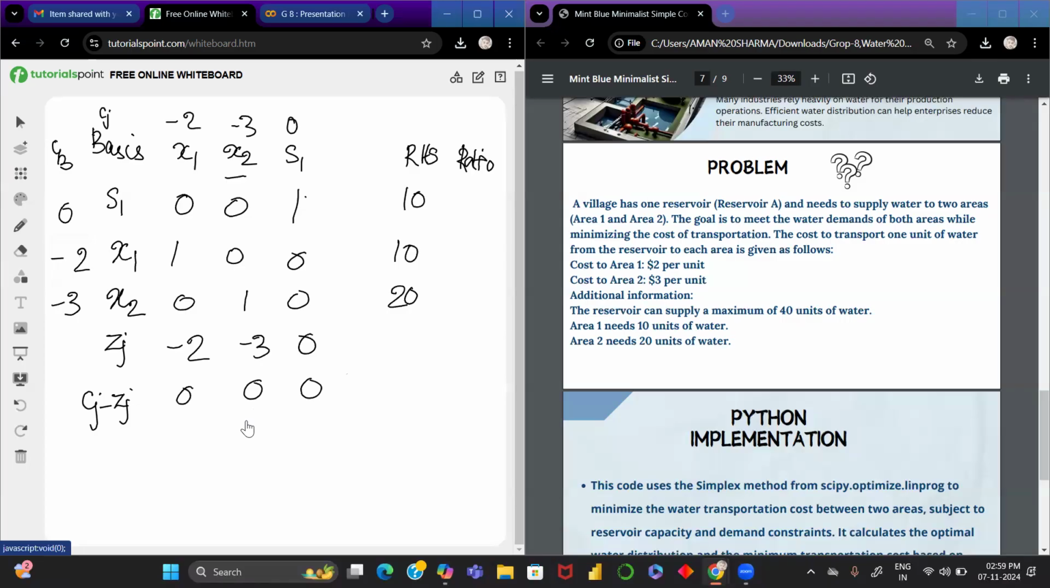After the row operation, we have to make this table until this Cj minus Zj becomes greater than or equal to 0. So after making this table, we'll get the x1 corresponding RHS as 10 and x2 as 20.